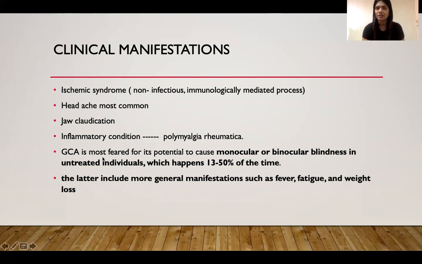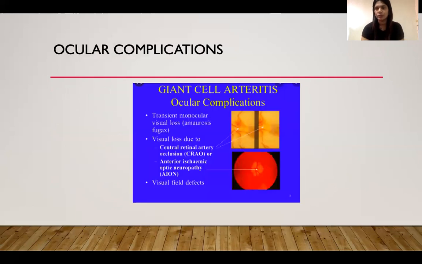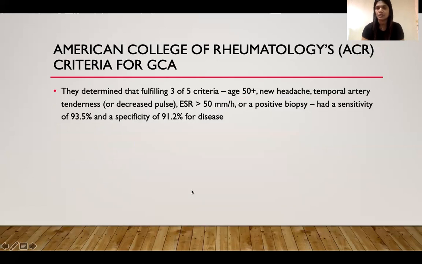Giant cell arteritis is most feared for its potential to cause monocular or binocular blindness. This blindness is a very severe complication of this disorder. Once the blindness has developed, you can't reverse this condition. As for ocular complications, as I said, in giant cell arteritis there will be a transient monocular visual loss and also visual loss due to central retinal artery occlusion. Visual field defects will be present.